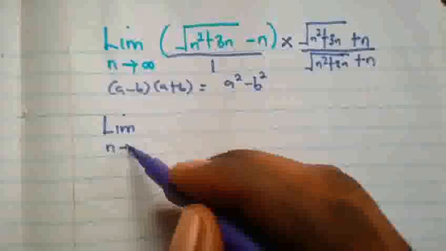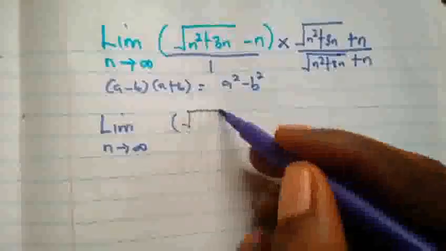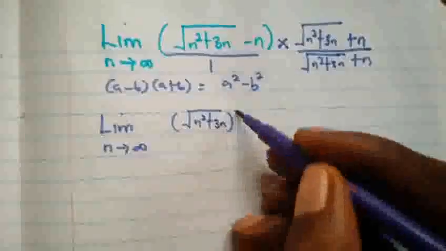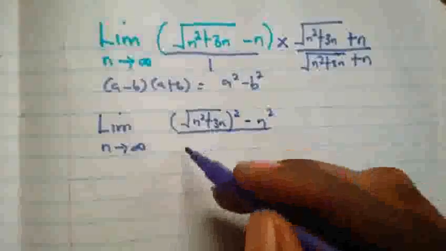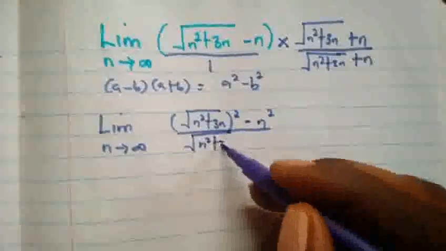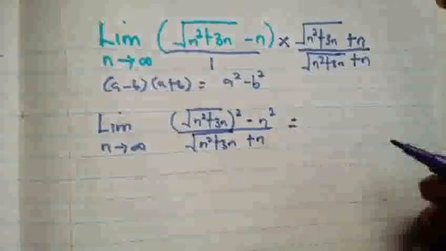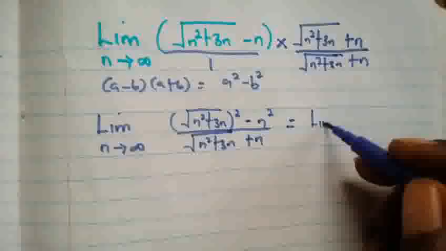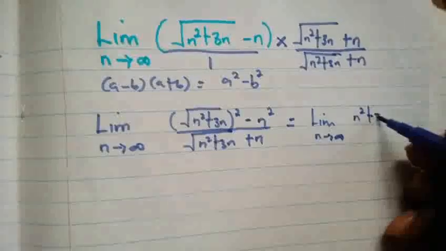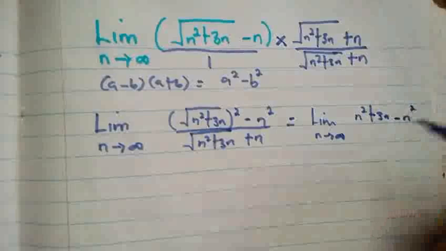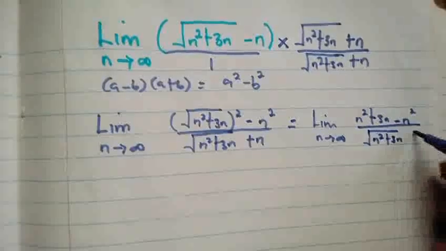Limit as n is approaching infinity. Okay, now numerator here, so we have square root of n squared plus 3n squared minus n squared, all over our new denominator here, so we have square root of n squared plus 3n then plus n. Okay, now this is the same as limit as n is approaching infinity, n squared plus 3n minus n squared all over square root of n squared plus 3n plus n.